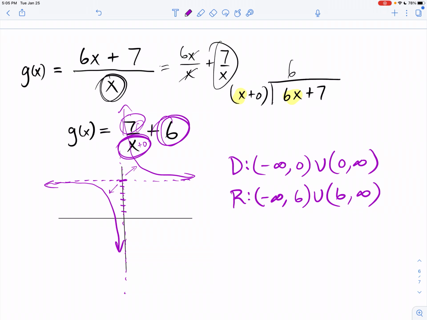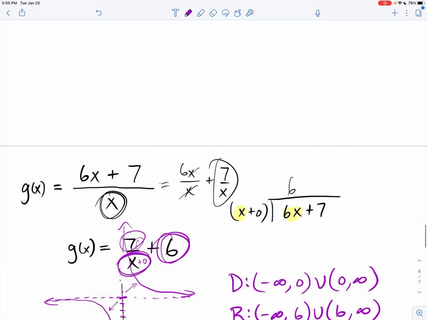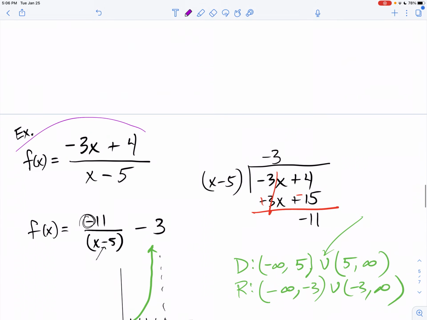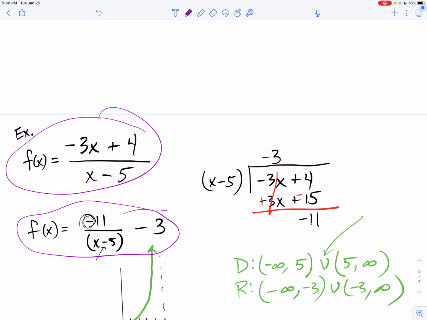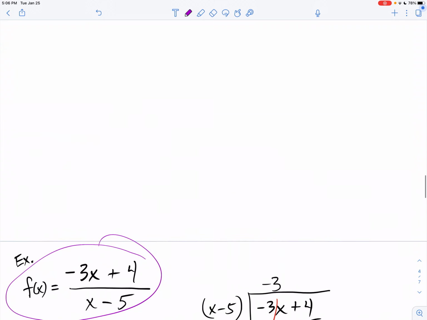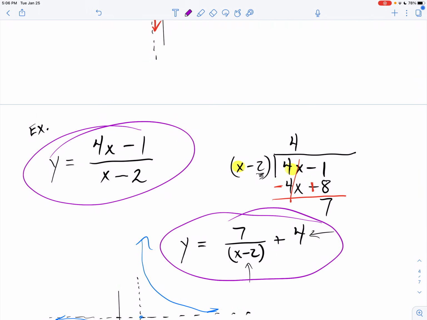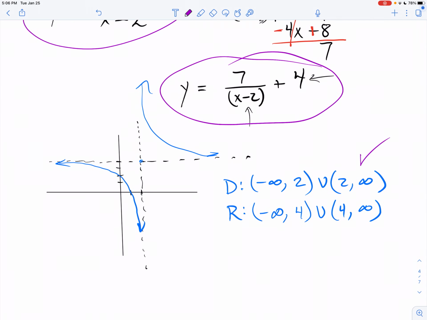Really, I'm not looking for the major graphs on the test. What I'm really concerned about is, do you understand the concept of converting this into the other format? Like, can you convert this into this? And based on that, could you still understand what the domain and the range is? If I gave you this, could you convert it to this and tell me the domain and range? That's what I'm really concerned with.